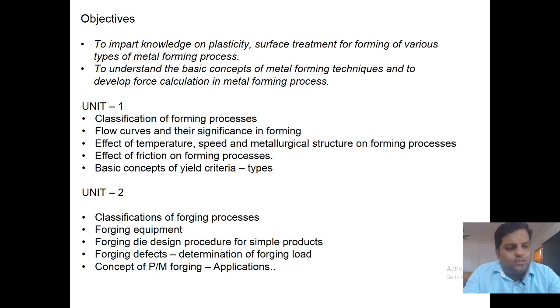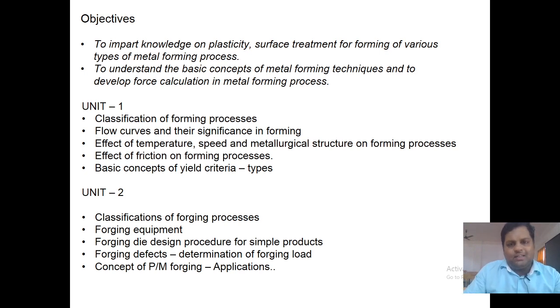classification of forming processes. What are the classifications available in forming metals into the required shape? We will study about that. Flow curves and their significance in forming of metals, we will study about that. Effect of temperature, speed, and metallurgical structure in metal forming processes. According to the temperature we give during the metal forming process, the property of the material may be varied, and according to the speed and feed of the material we feed into the metal forming machines, the property may vary.